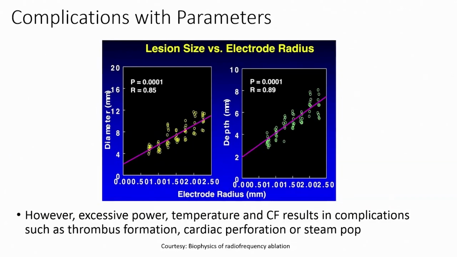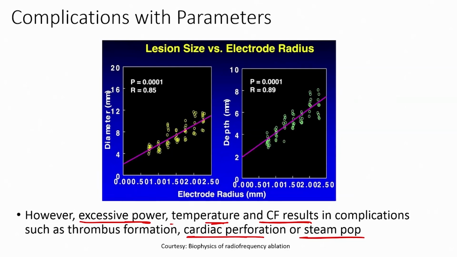Now, you can see here that excessive power, temperature and contact force result in complications such as thrombus formation, cardiac perforation or steam pop. So, it is very important that excessive power is not okay, excessive temperature is not okay, and optimum contact force is important, otherwise there will be formation of steam pops, cardiac perforation or thrombus formation.